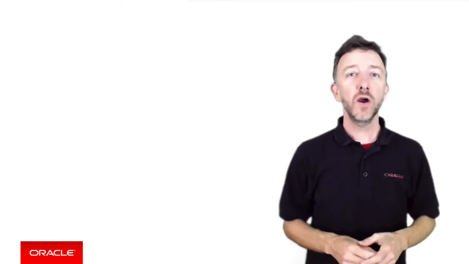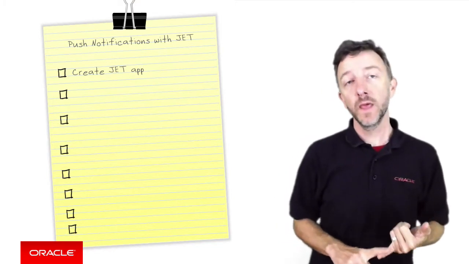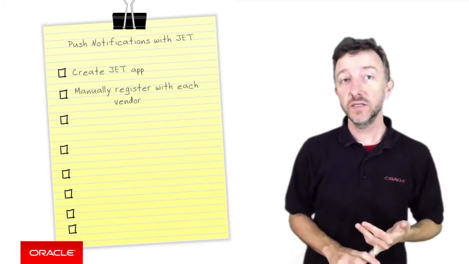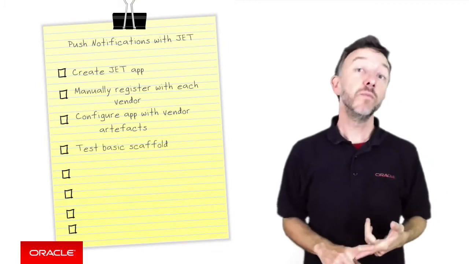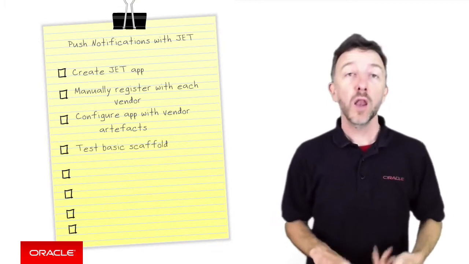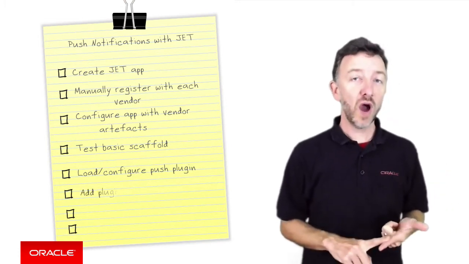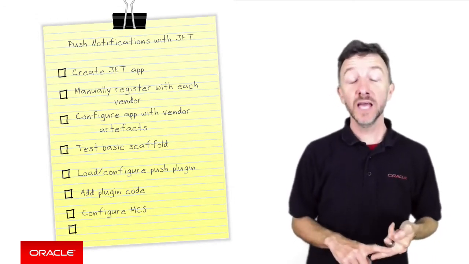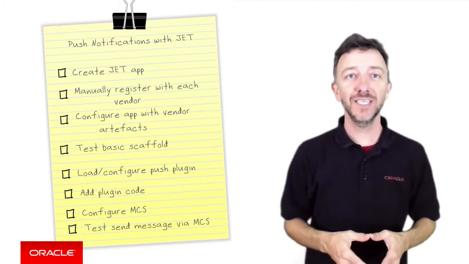Right, so with the prerequisite software installs out of the way, in this video I'm now going to show you the steps for how to create your Oracle Jet hybrid mobile app, manually register your app with each vendor and also register for push notifications, configure your app with any artifacts from the vendor, test the app to ensure you have the basic scaffold setup working, load and configure the third-party Cordova push notification plugin, add the code required for the Cordova plugin, then configure MCS with the required artifacts for push notifications, and finally send notifications via MCS and test they appear in the application.